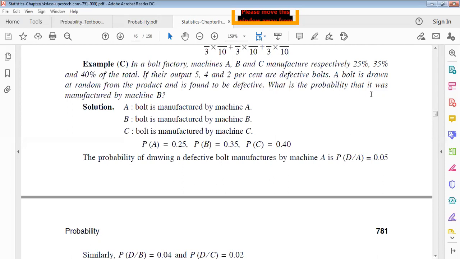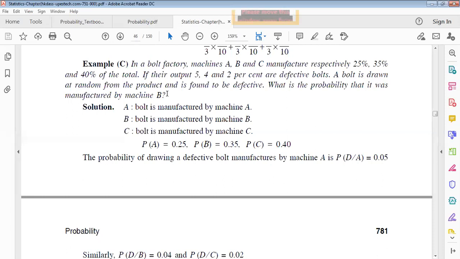What is the probability that it was manufactured by machine B? That means it must be defective and it comes from the second machine, that means machine B. We have to find this using Bayes theorem.